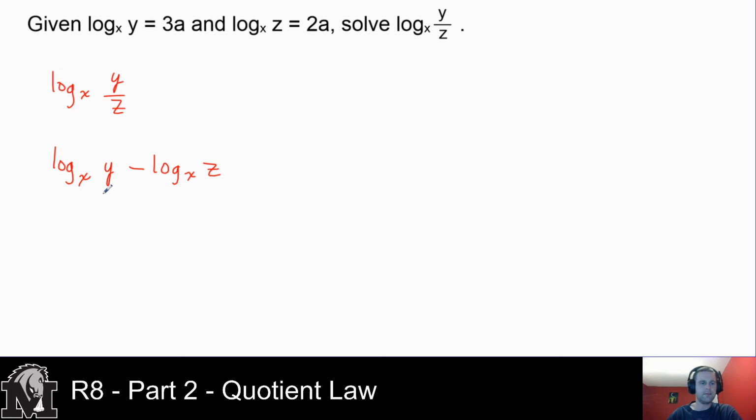And now I can just do substitution. Log base x of y is 3a, so this is 3a. Log base x of z is 2a. So 3a minus 2a is just a.